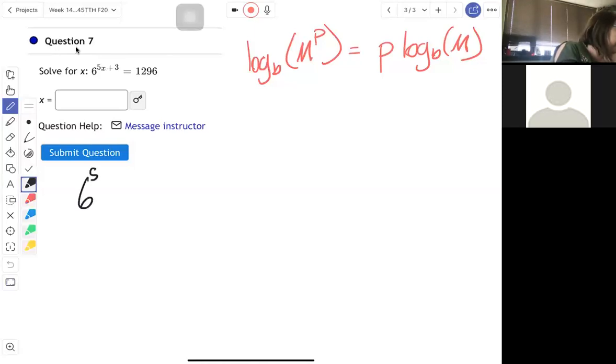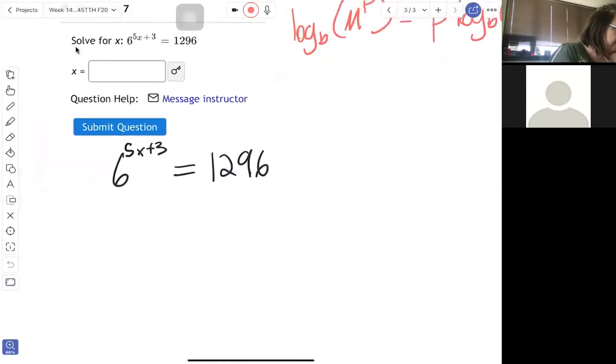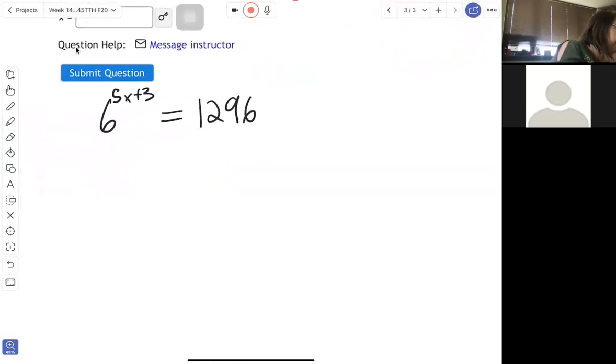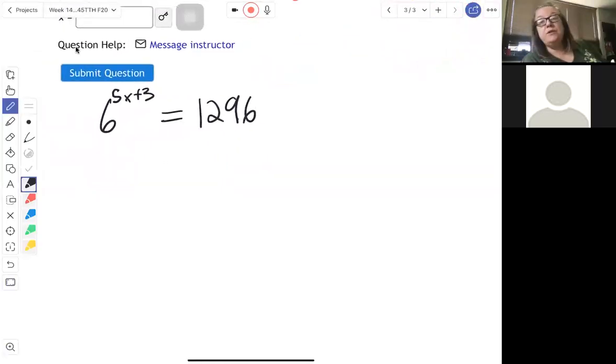So again, the first step would be to isolate. I don't have anything to move on this one, so I don't have to move anything. And then after that, we do the log. And you can use common or natural log on this one. It won't make any difference because the base is 6. I almost always use natural log just because that's what I do, okay? It doesn't matter. The only time I use common log is if it's base 10.